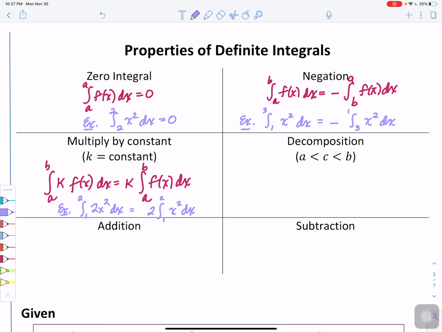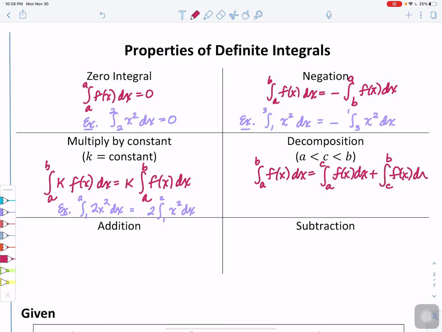Okay? Now, you're going to really love this decomposition. It's really cool. So there's some number c between a and b. So the integral, oops, this is a property, so I need to put it in pink. The integral from a to b of f of x dx is equal to the integral from a to c of f of x dx plus the integral from c to b of f of x dx.